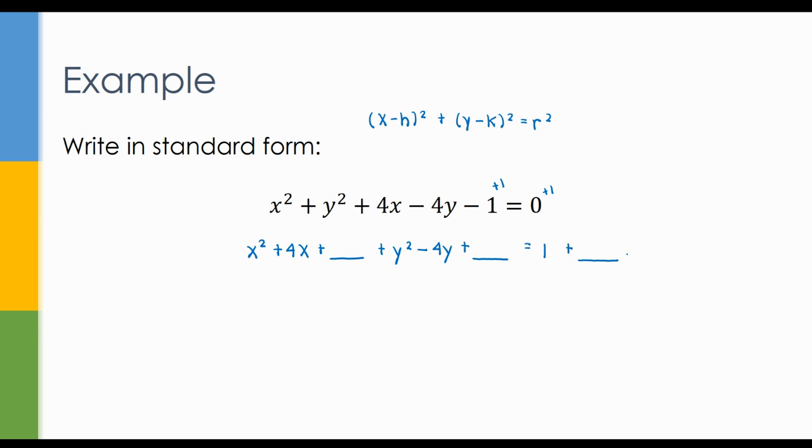But to keep the equation balanced, because I'm going to be completing the square twice, and I'll add 2 numbers onto the left, I got to add those 2 numbers onto the right as well. All right, so now that we have it set up, we're going to start by completing the square.